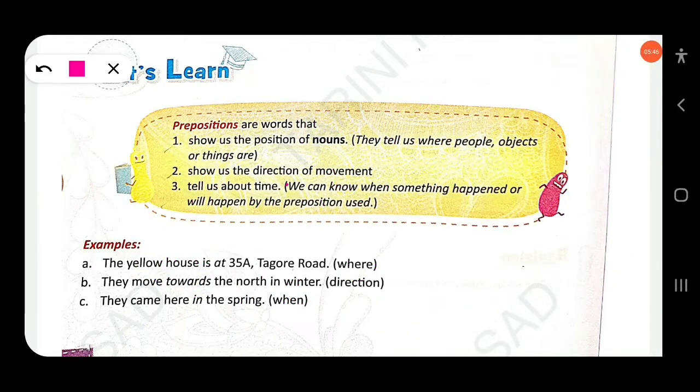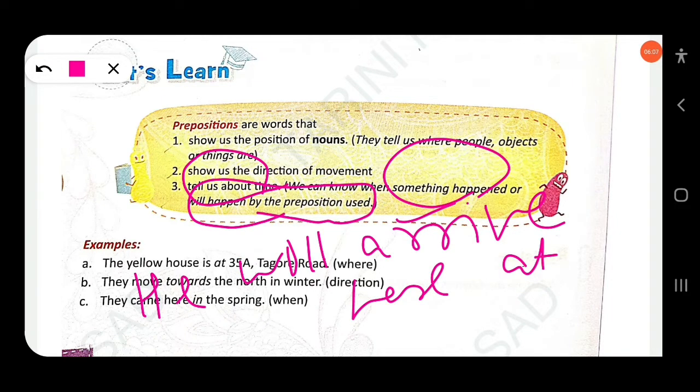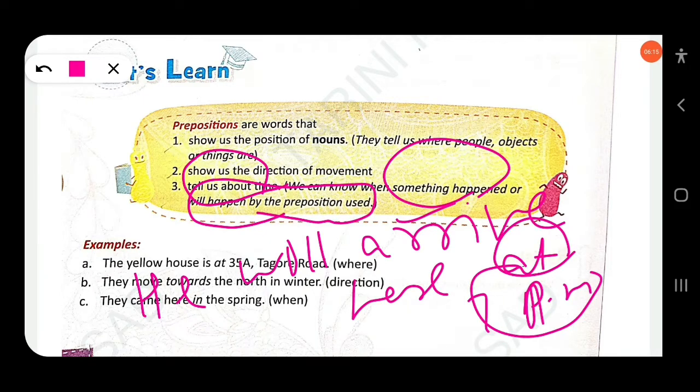Then next, prepositions also tell us about time. We can know when something happened or will happen by the preposition used. Take an example: He will arrive here at 7 p.m. Here at is used before time. So prepositions tell us about time.